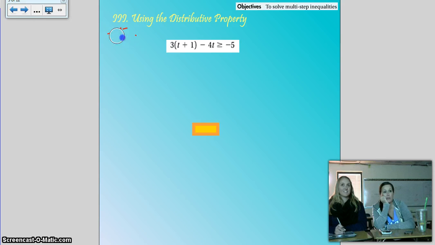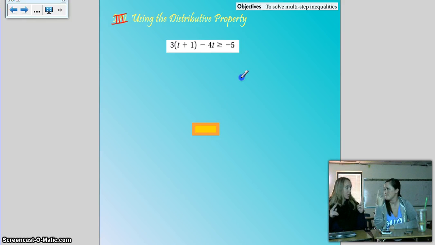Okay, so we're going to distribute, then solve. We're putting all of it together into one little package right here in this problem. So first, distribute, because parentheses or grouping comes first.